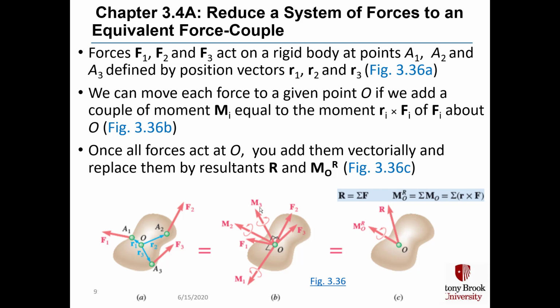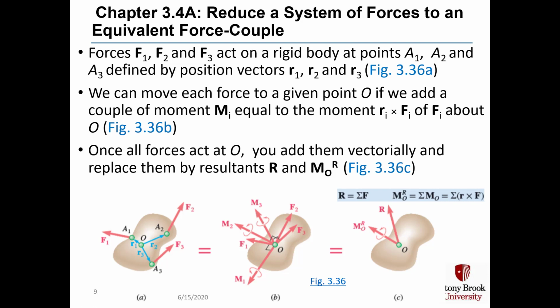And once all the forces are acting at point O, you can add the three forces vectorially and create resultant R, and you can add the three moments vectorially and create moment M sub O of R. So we started out with three forces acting at three different points, and we wind up with one resulting force at point O and one resulting moment vector at point O.